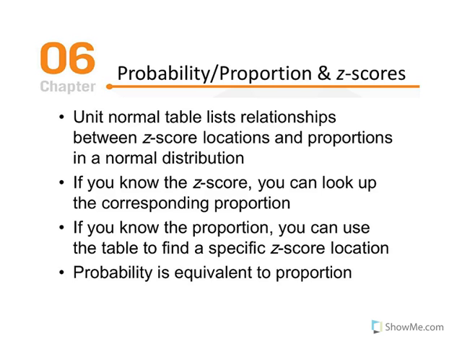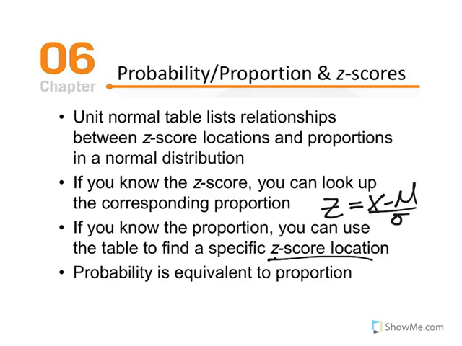Probability, proportion, and z-scores. The unit normal table lists relationships between z-score locations and proportions in a normal distribution. If you know the z-score, you can look up the corresponding proportion. And again, to find the z-score, we know that we use our equation of z is equal to x minus mu divided by standard deviation. And once we know the z-score, we can enter column A of the unit normal table. If you know the proportion, you can use the table to find a specific z-score location. So this is working backwards, and I'll show you some examples of how to do that.